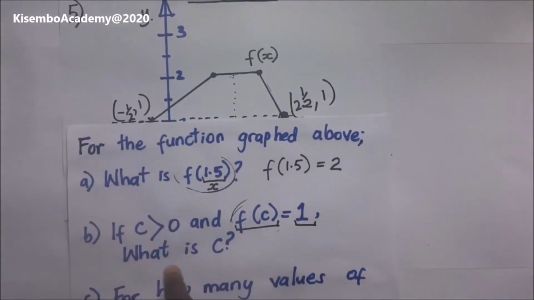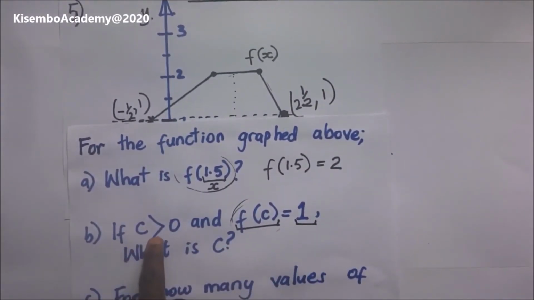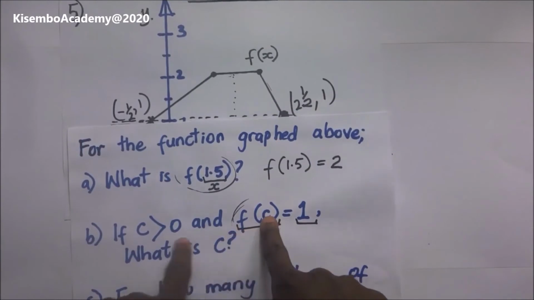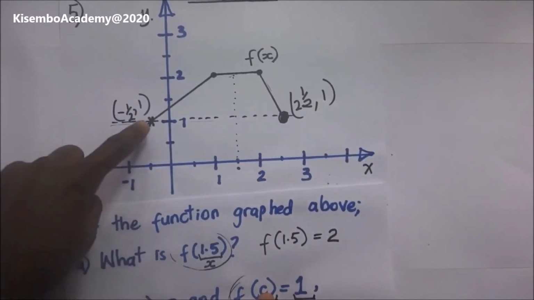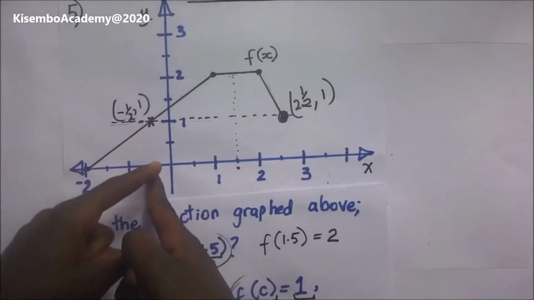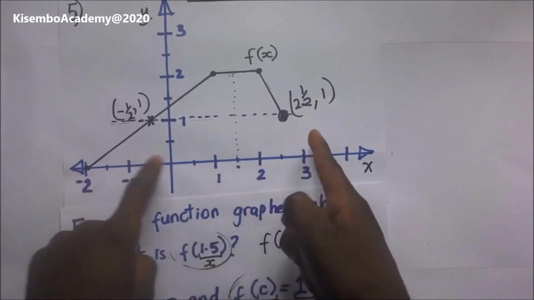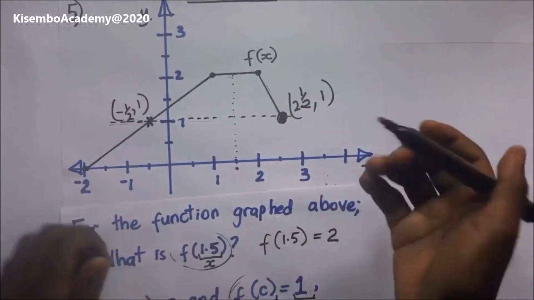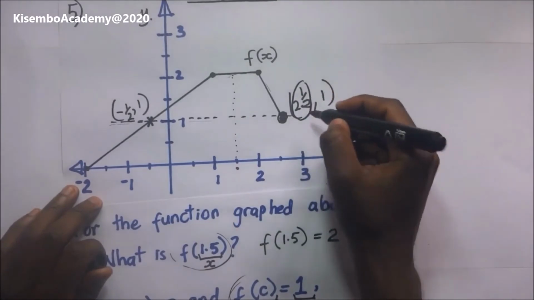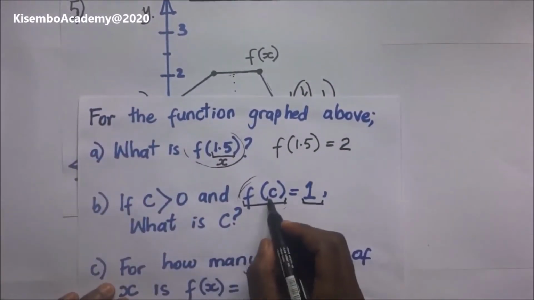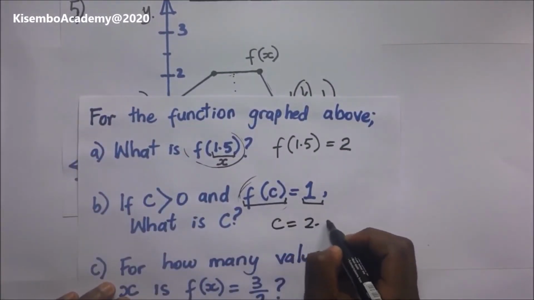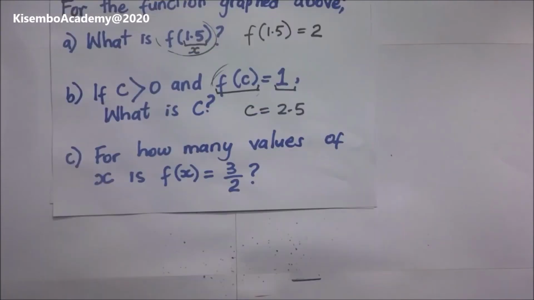Now since the question is saying that the value of c is supposed to be greater than 0, our value of x here is supposed to be greater than 0. If you look here, the value of x here is less than 0. So it means that the value of x they're talking about is this one, which is 2.5. So the value of c here is 2.5. So let's look at part C.